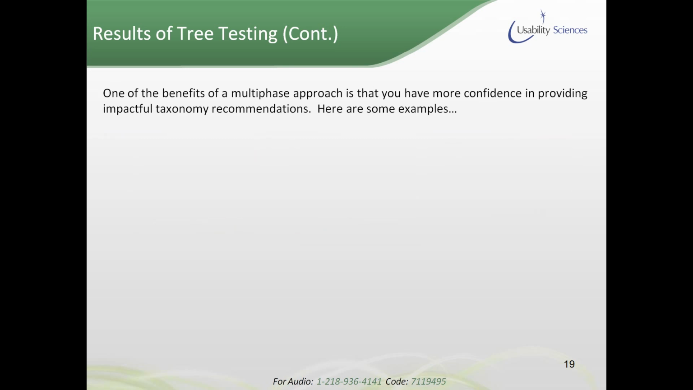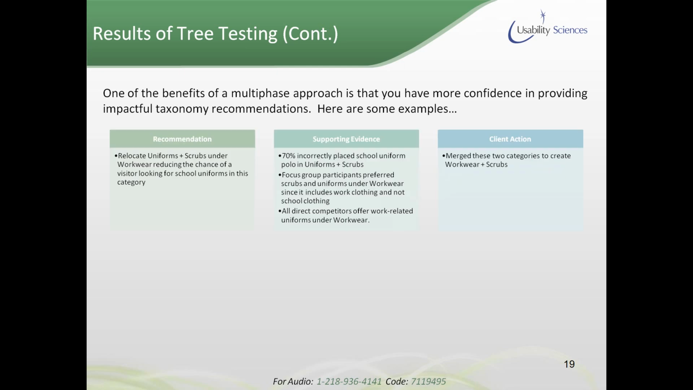As I mentioned earlier, one of the benefits of attacking the evaluation of your site's taxonomy with this multi-phase, multi-pronged approach is it provides you more confidence in providing these very impactful recommendations. And I want to give you a few examples of what I mean by this. So this first example, and we're really going to focus in just to give you a layout of this: on the left, we have the recommendation we made to the customer. In the center, we have the supporting evidence. Again, multiple data sources, multiple research activities were conducted, and here is the supporting evidence.